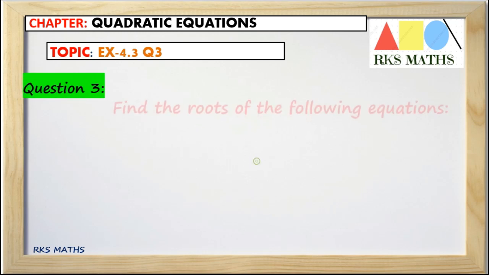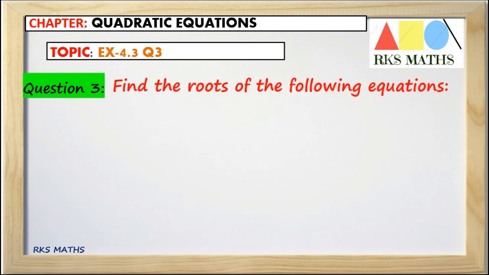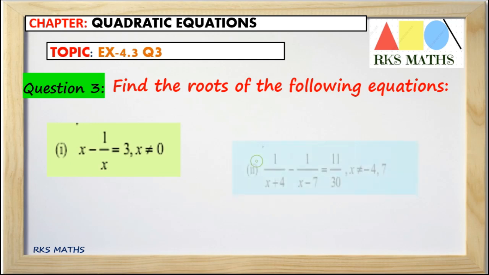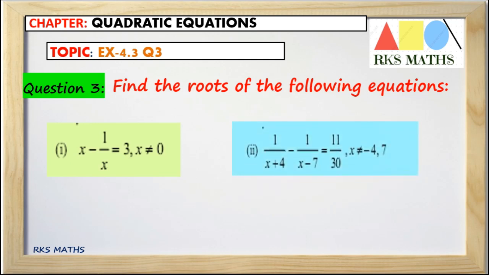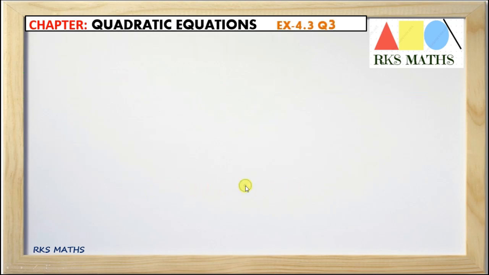Here is the question. Find the roots of the following equations. The first part is x minus 1 upon x is equal to 3, and the second part is 1 upon x plus 4 minus 1 upon x minus 7 is equal to 11 upon 30. So we will be solving these two equations and finding the roots. So students, first let us see the solution of the first part.